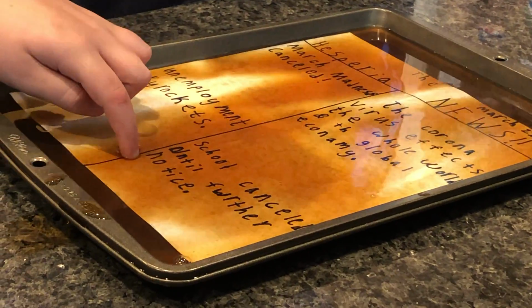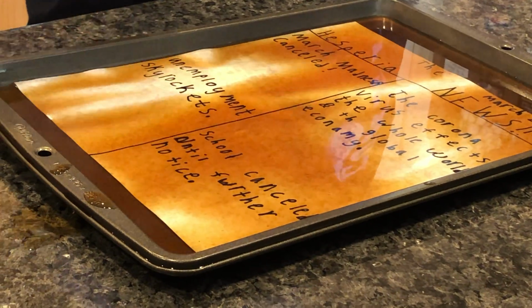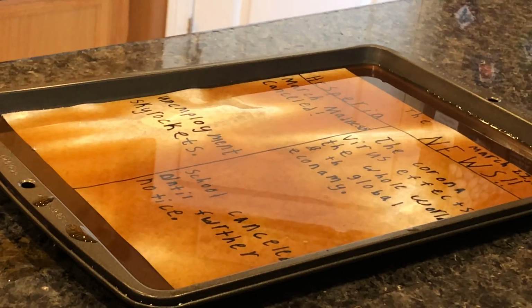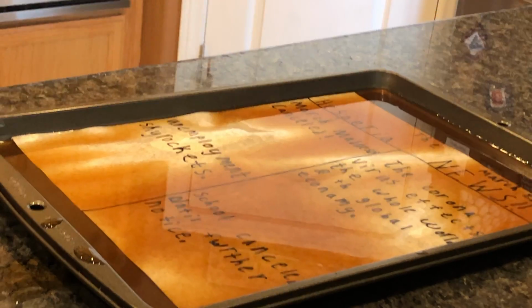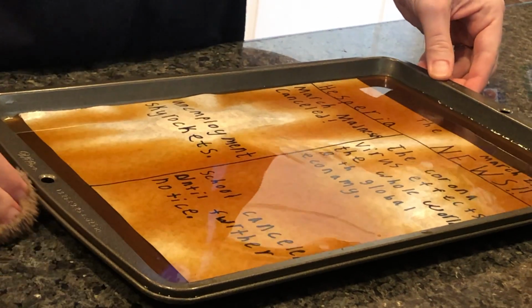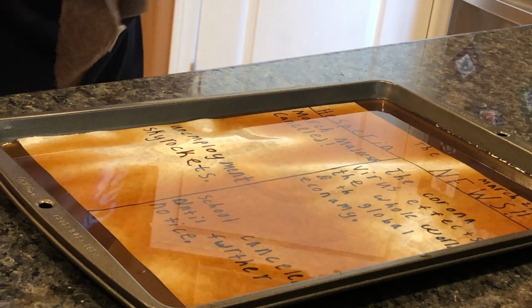of my paper. Now we need to let it sit. It's got to be completely saturated. So we're going to let it sit for about 5 minutes.